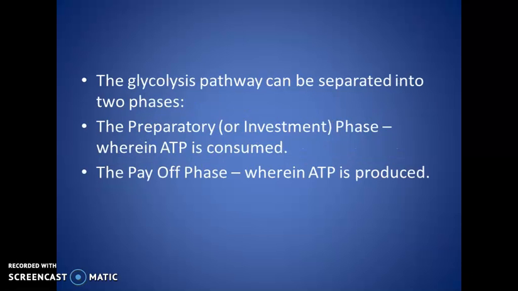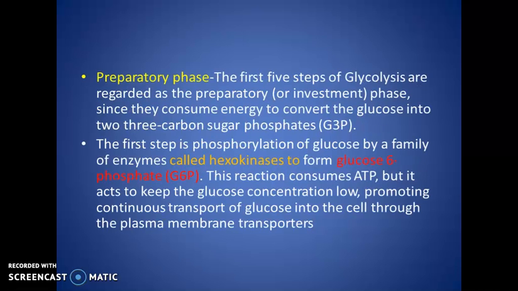The glycolysis pathway can be separated into two phases. First one is the preparatory phase, where ATP is consumed. Second phase is the payoff phase, where ATP is produced. In the first phase, ATP consumption takes place. In the second phase, ATP production takes place. First is the preparatory phase.